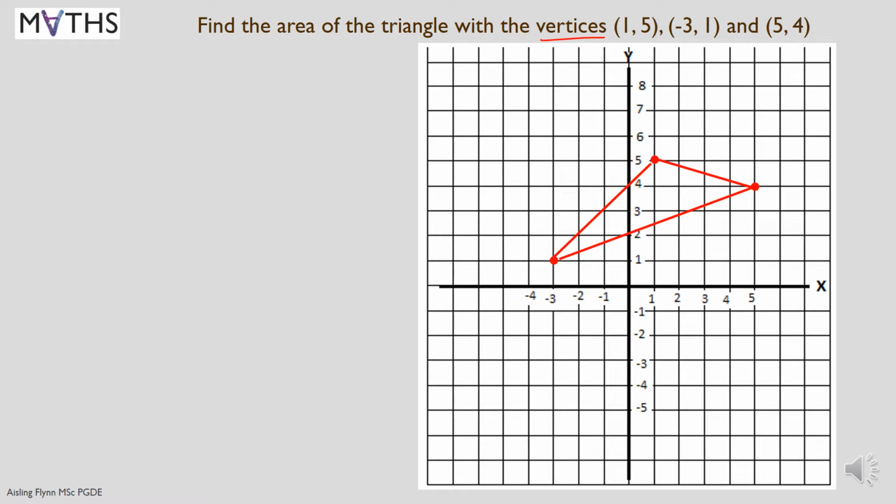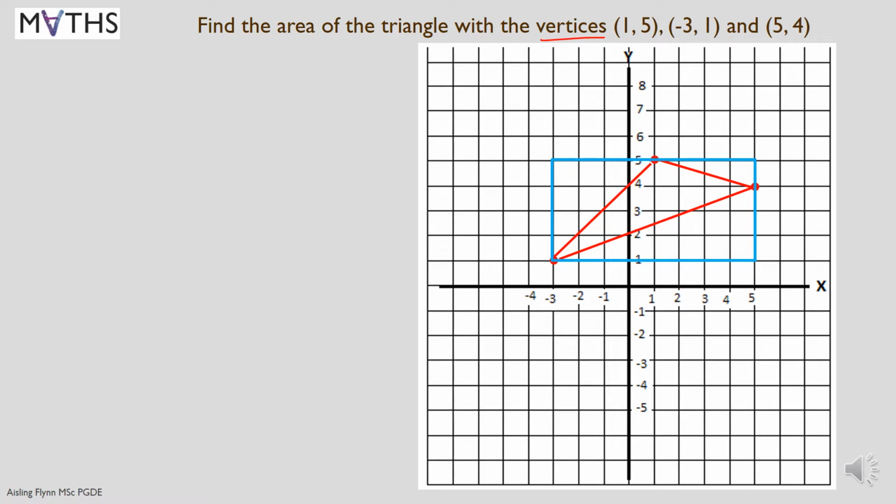Now if you notice here, none of the sides are vertical or horizontal, so we can't simply count the squares, okay, and we wouldn't be able to get the perpendicular height by that method either. Okay, so what do we do? Well, this is a graphical approach, okay, and let's go through it together.